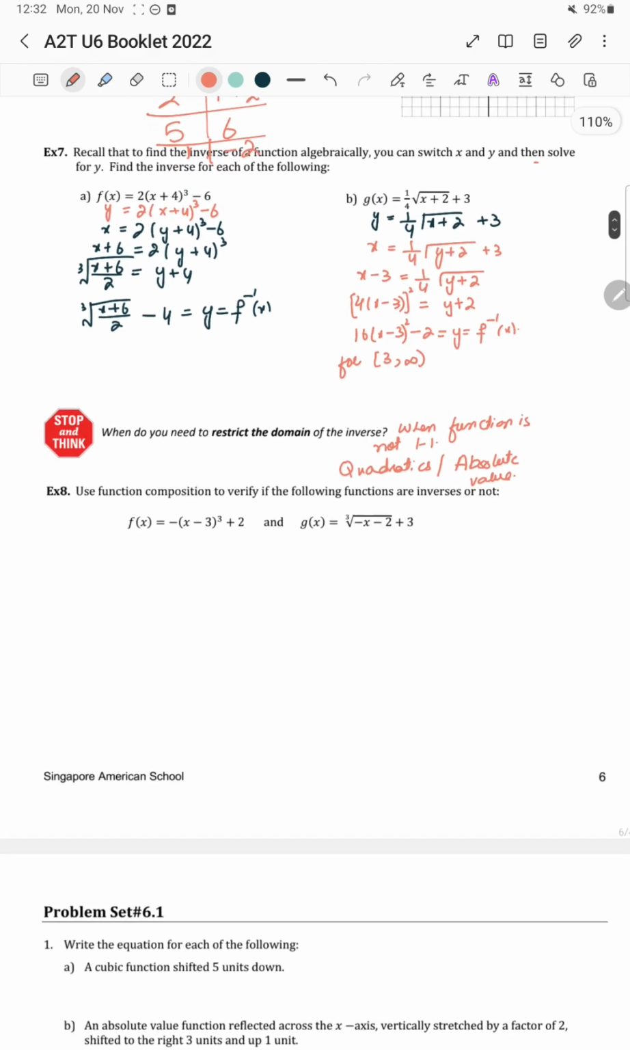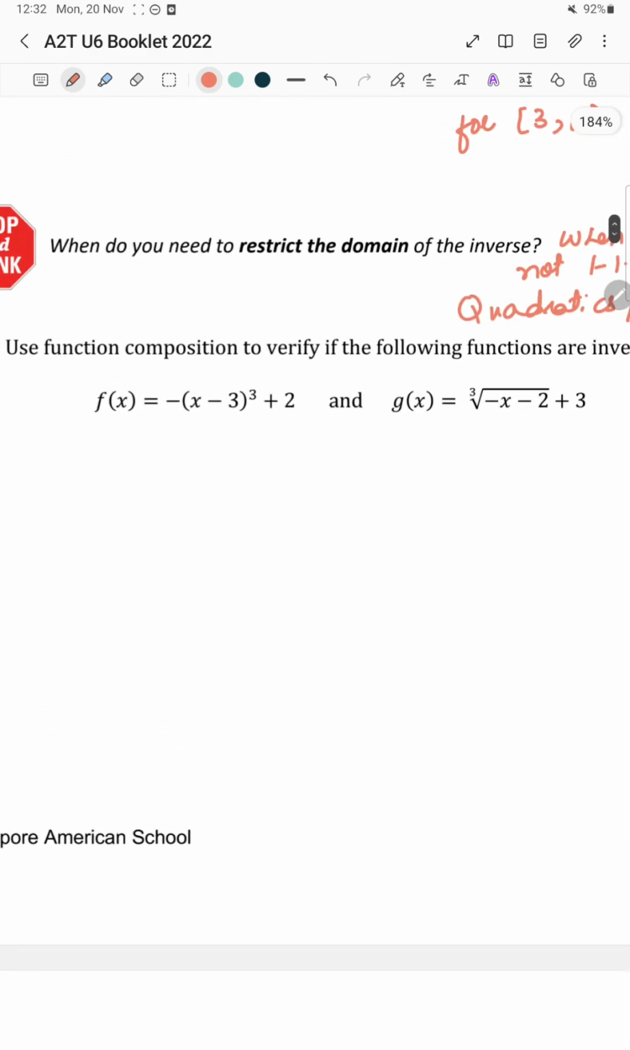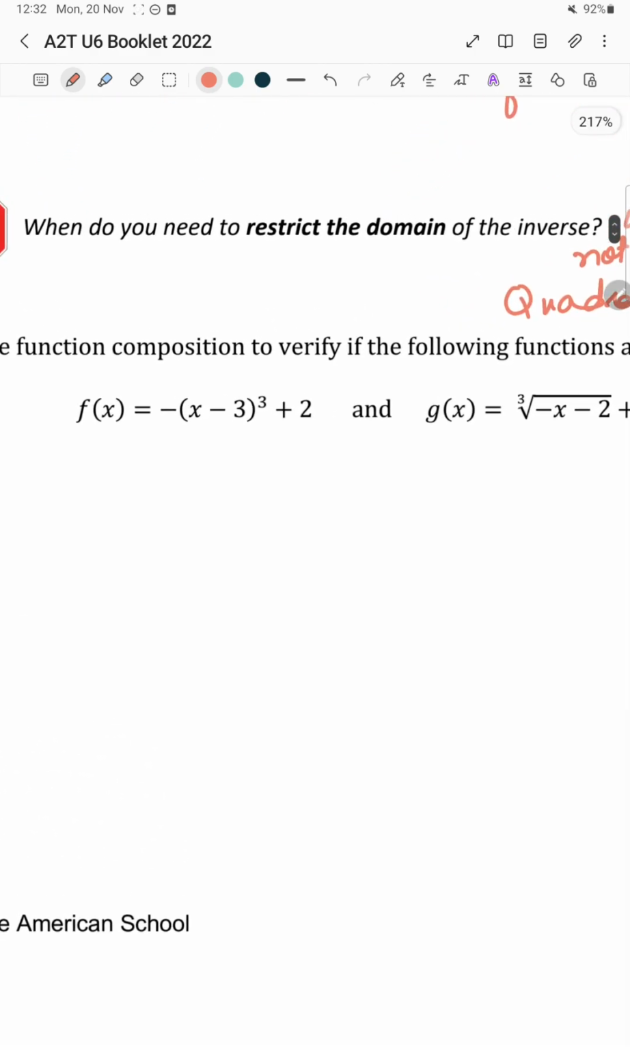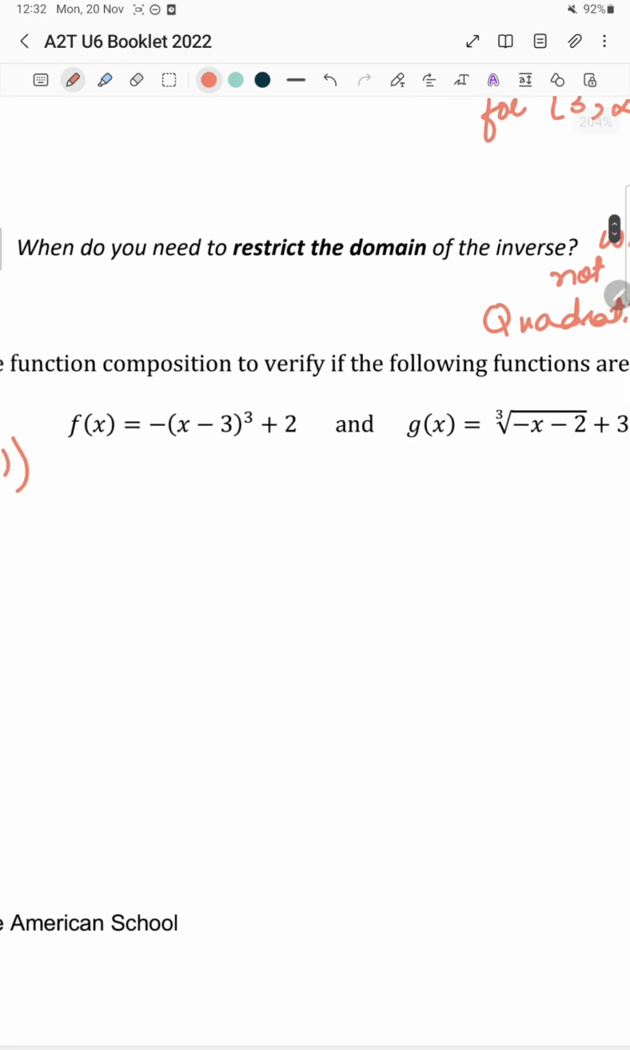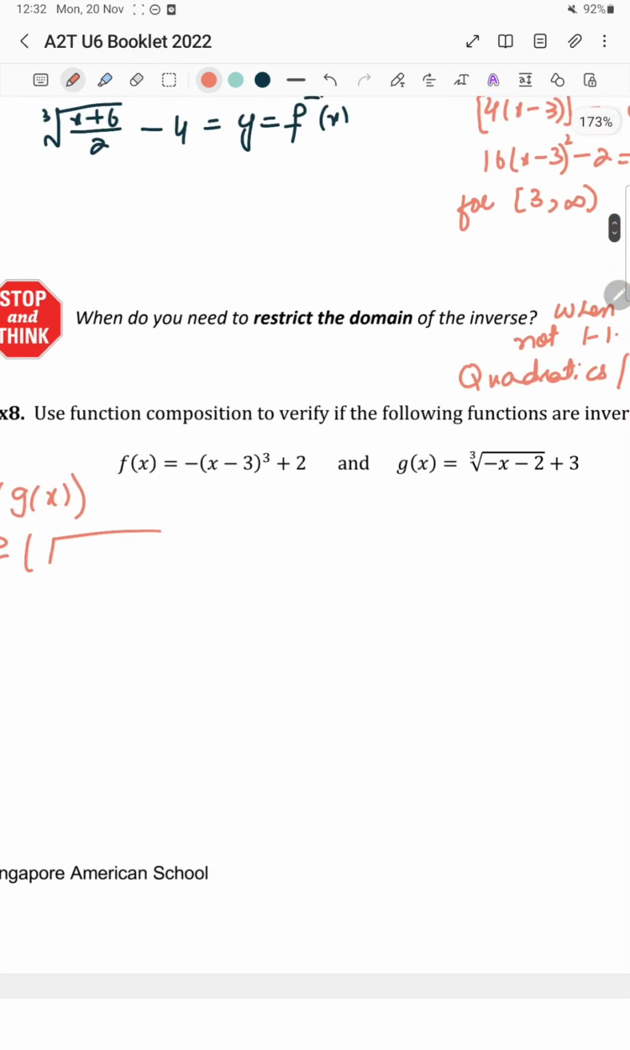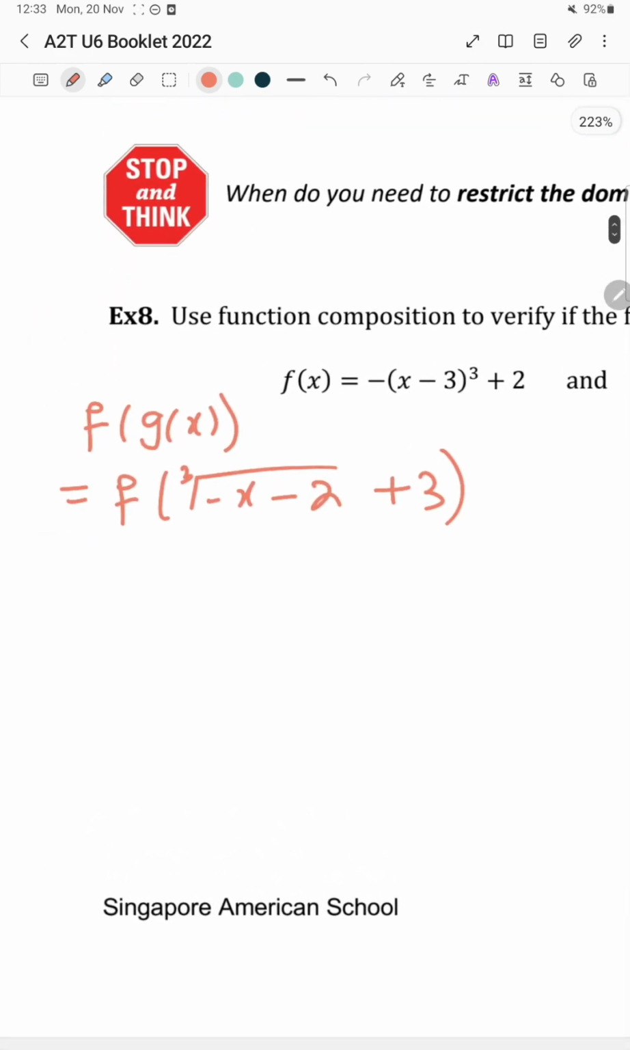Okay, use function composition to verify the functions are inverses. Using function composition is easy. It is f of g of x, which is equal to f of, what is g of x? Cube root of minus x minus 2, plus 3. This is g of x.